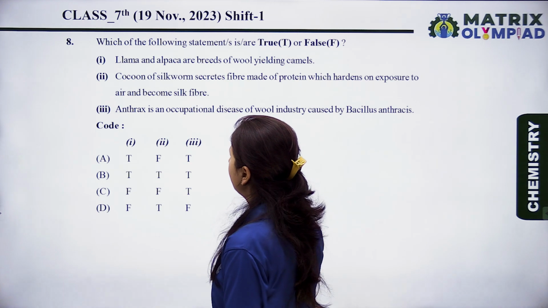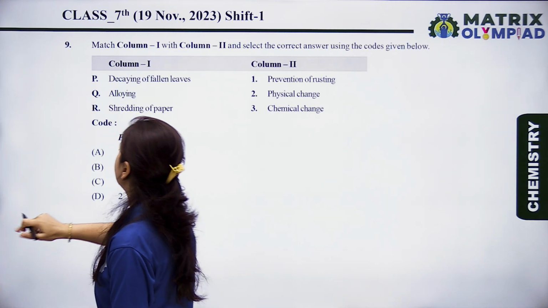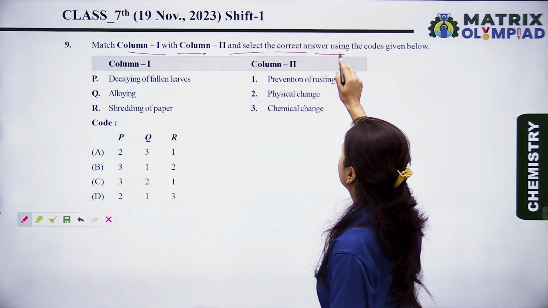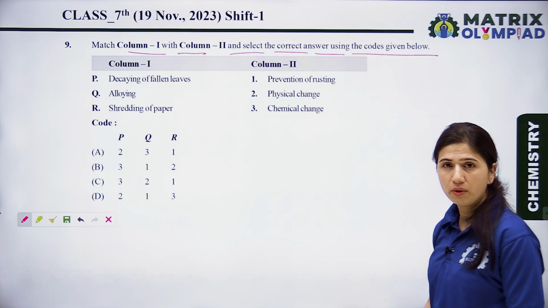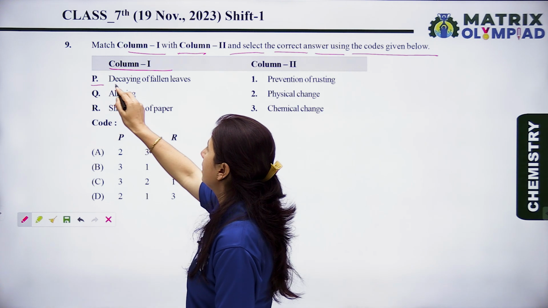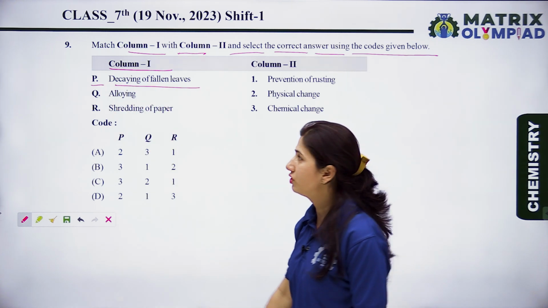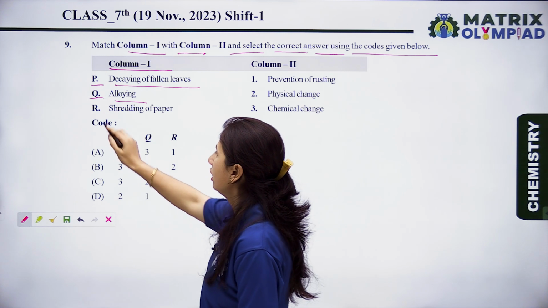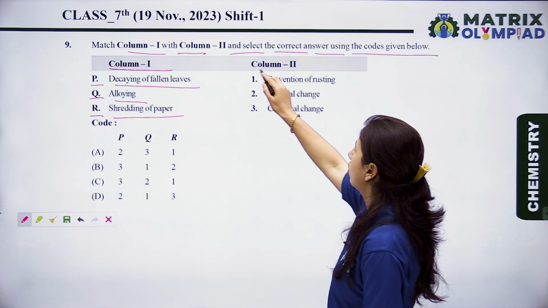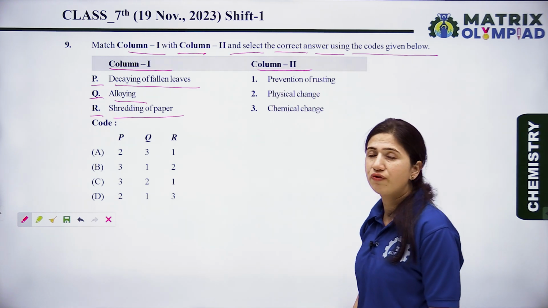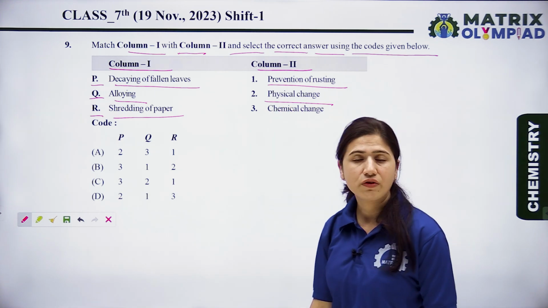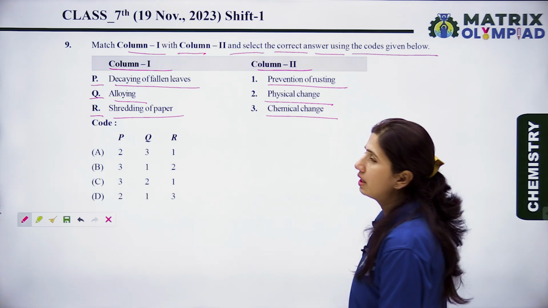Now let's see the next question. Match column first with column second and select the correct answer using the codes given below. Column first is: P is decaying of fallen leaves, Q is alloying, and R is shredding of papers. In column second, there are different processes: first is prevention of rusting, second is physical change, and third is chemical change.